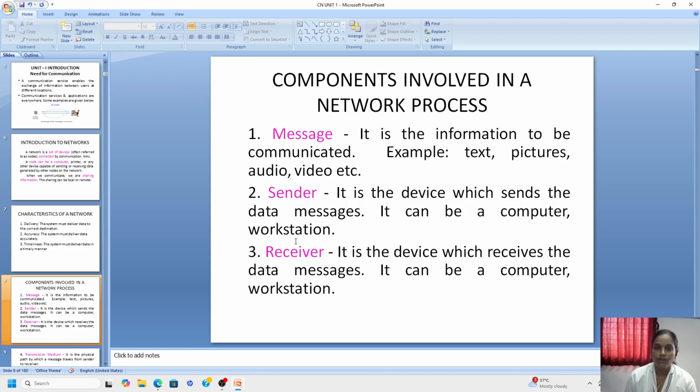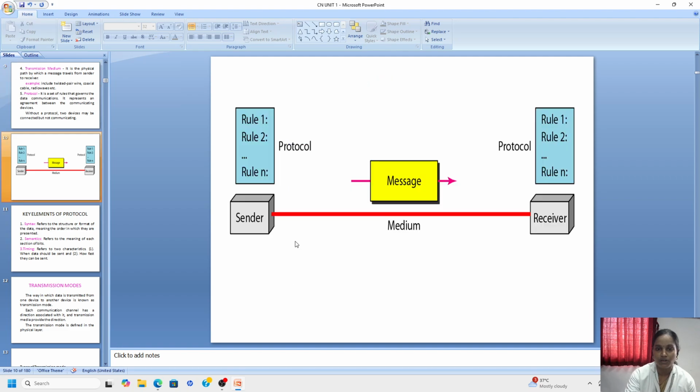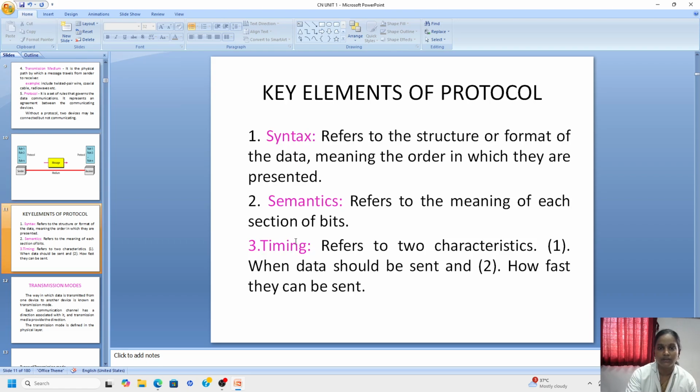Next one is the components of a network. First one is message, sender, receiver, transmission medium. So these are all the main components of a computer network. Final one is a protocol. So this is communication between the sender and receiver. They are performing data communication in the form of messages. The rules are provided by the protocols.